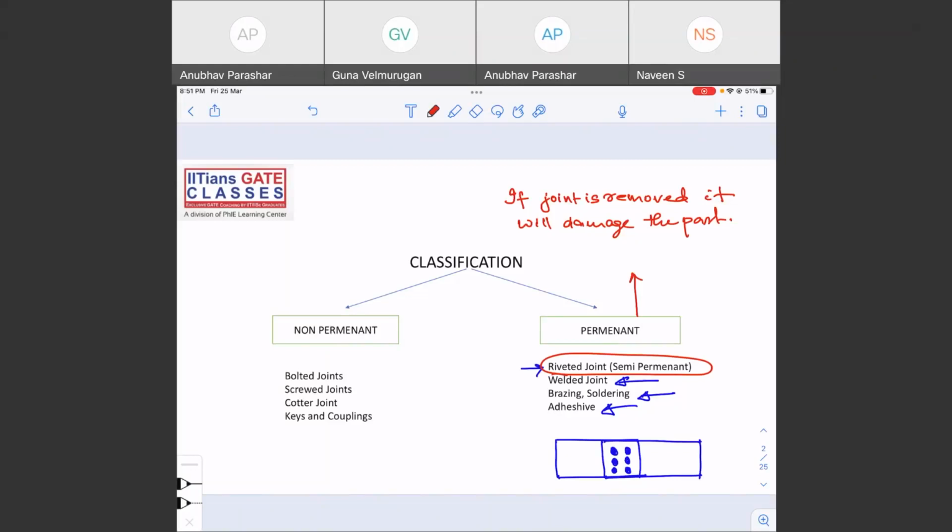What are examples of non-permanent joints? Like bolted joints, screw joints, cotter joints, keys and couplings. All these are non-permanent joints. You can very easily remove and rejoin the joints, right? So it has been seen that questions are asked from this, right? Which of the following are permanent joints? Which of the following are non-permanent joints? This kind of question can be asked in your exam.